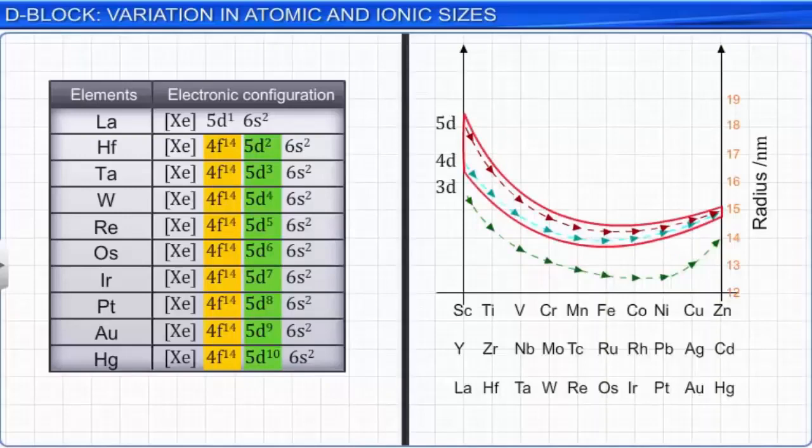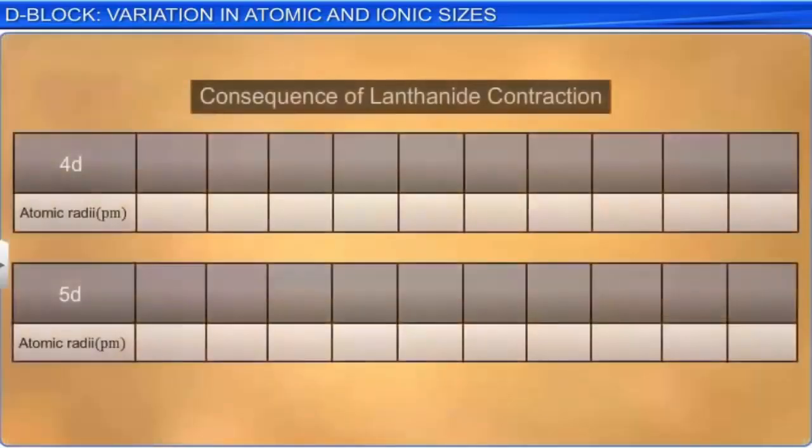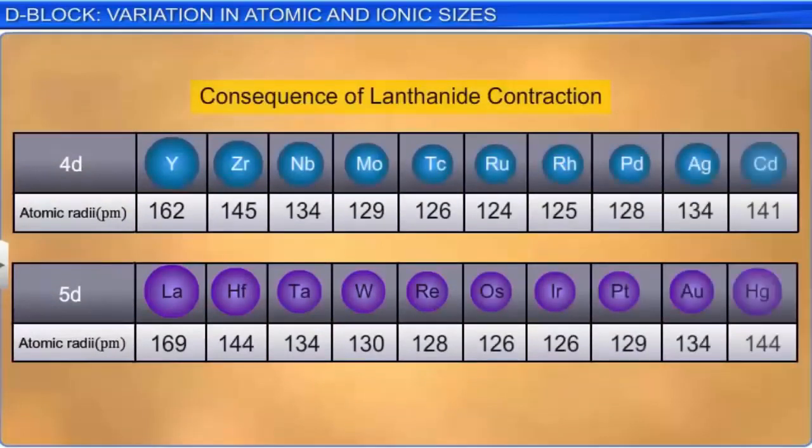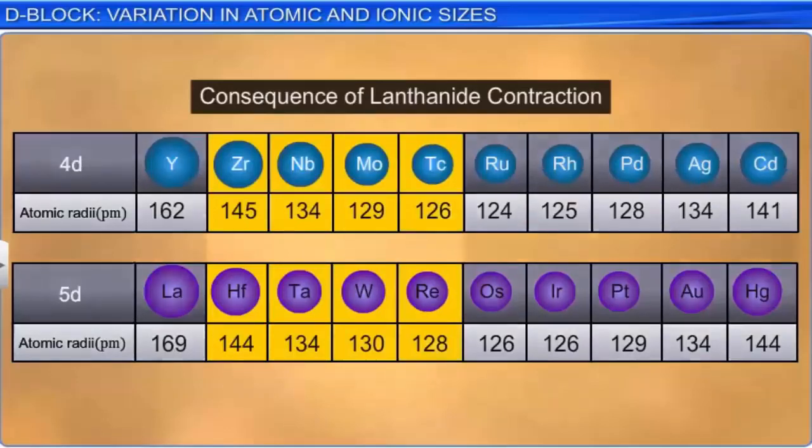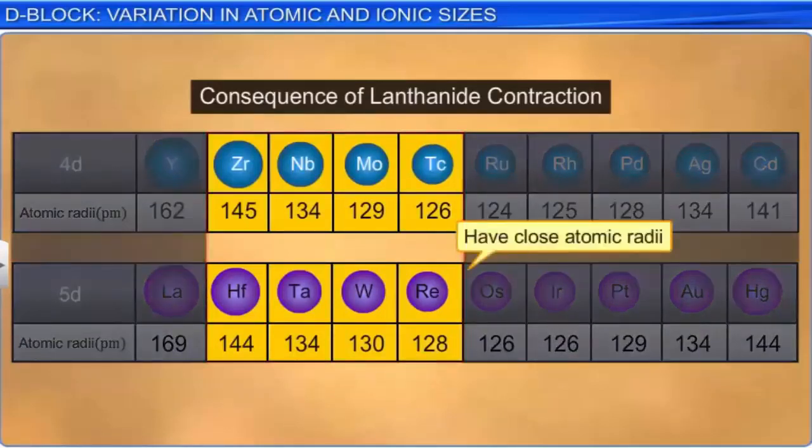The consequence of lanthanoid contraction is that the radii of the second and third transition series are similar. For example, zirconium and hafnium, niobium and tantalum, molybdenum and tungsten, technetium and rhenium have close atomic radii and, therefore, have very similar physical and chemical properties.